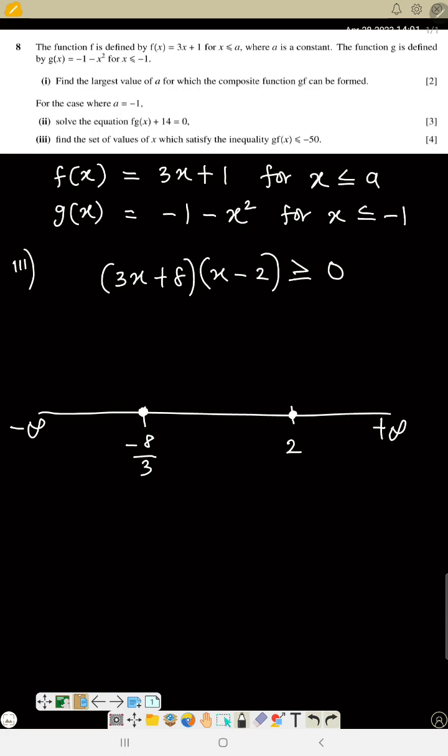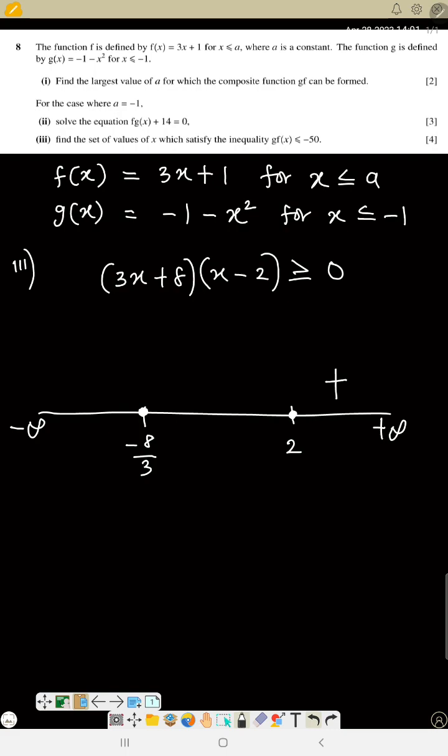So pick any number in that region, let's say 3. If you put 3 here, 3 times 3 will be 9, 9 plus 8 will be 17. That is a positive result. If you put 3 here, 3 minus 2 is 1. That is a positive result. Positive times positive will give us positive. So that means this region is true, positive.